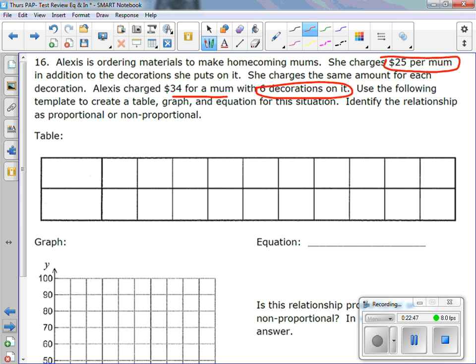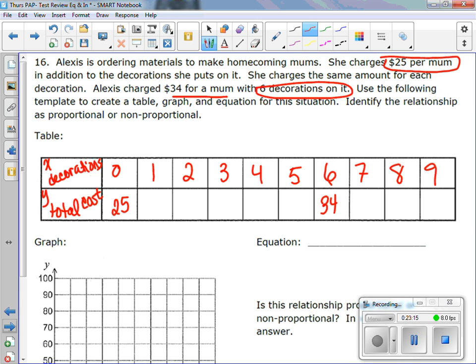So we need to figure out what our X and Y is. Our Y is going to be our total cost, and that's going to be determined by how many decorations we put on it. So we could put 0, and she charges $25, because that's just how much she charges for a mum. But 1, 2, 3, 4, 5, 6, which was $34, 7, 8, and 9 mums could be different.